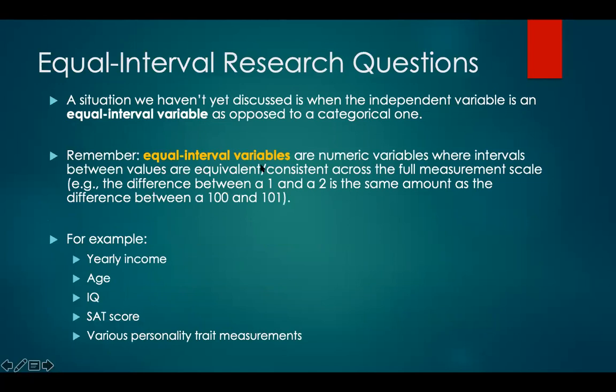A situation we haven't yet discussed is when the independent variable is an equal interval variable, as opposed to a categorical variable. So remember, equal interval variables are numeric variables where intervals between values are equivalent and consistent across the full measurement scale. So the difference between A1 and A2 is the same amount as the difference between A100 and A101. For example, yearly income, age, IQ, SAT score, or various personality trait measurements.